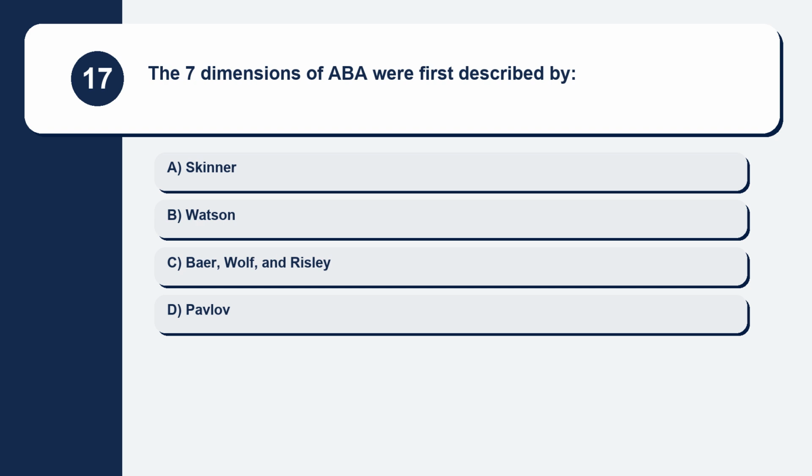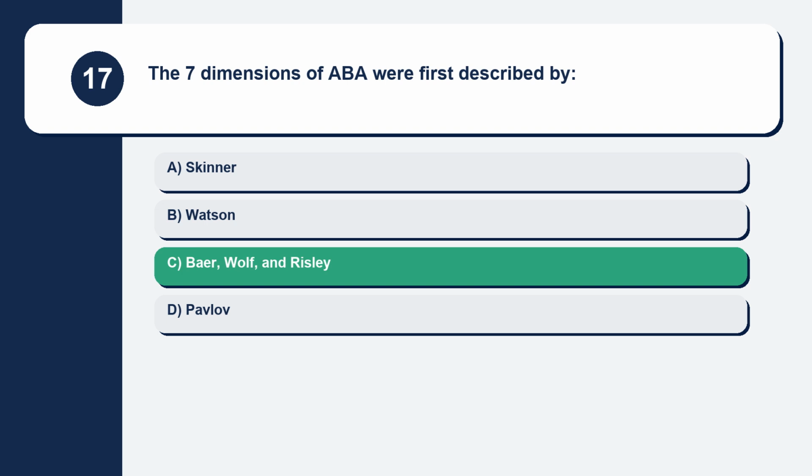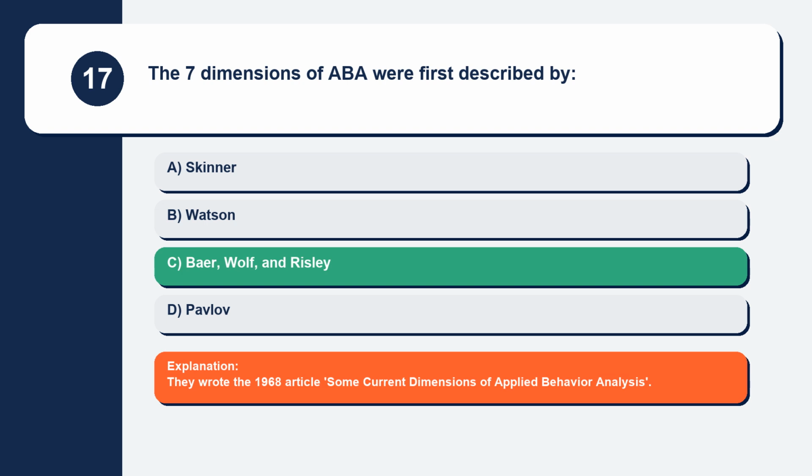Question 17. The 7 dimensions of ABA were first described by Skinner, Watson, Baer, Wolf, and Risley, Pavlov. They wrote the 1968 article Some Current Dimensions of Applied Behavior Analysis.